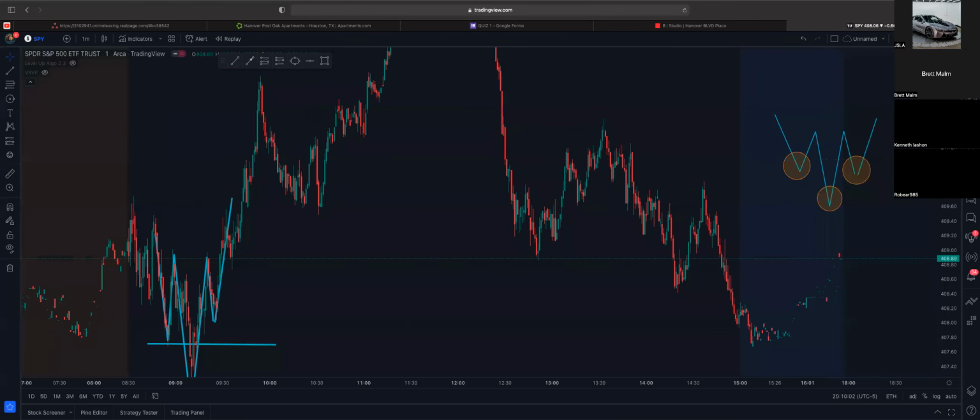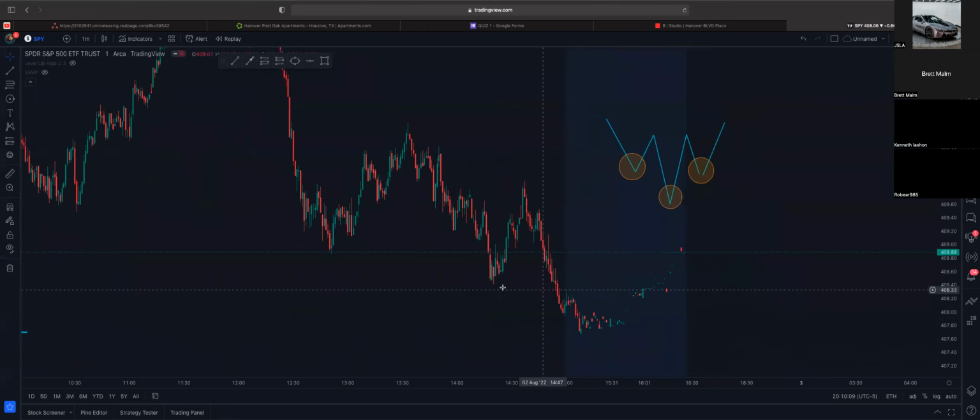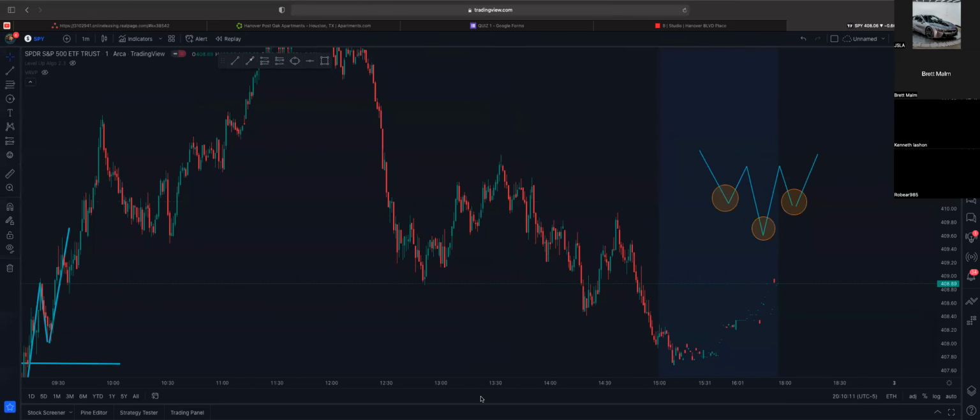This pattern is very, very, very common. You're going to see it all the time, so that's why you need to know it. Next, remember, what are the characteristics of finding the inverse head and shoulders? After a sell-off. So boom, we have a sell-off, a downtrend, right? So now, here we go. We can create it. There we go.